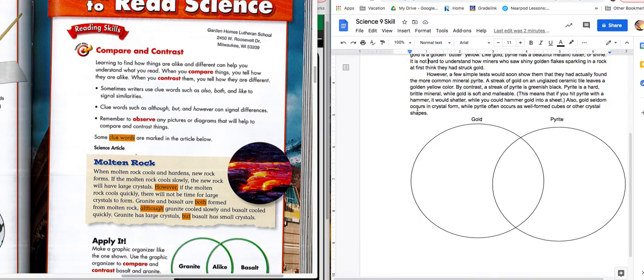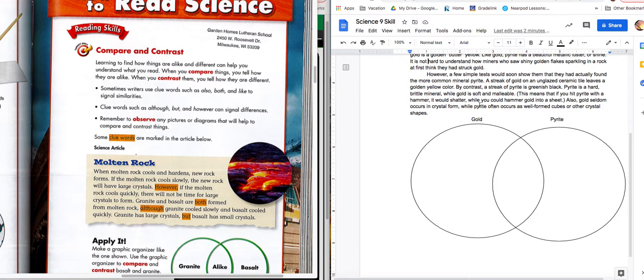Also, gold seldom occurs in crystal form, while pyrite often occurs in well-formed cubes or other crystal shapes. So if it looks like I got this nice little block, it's probably pyrite. If it looks like a jagged little rock, it's probably gold. I'm going to go back to this one for extra credit, guys.